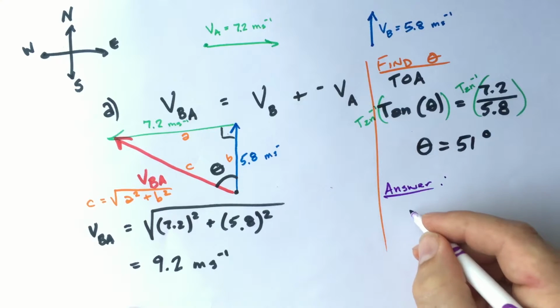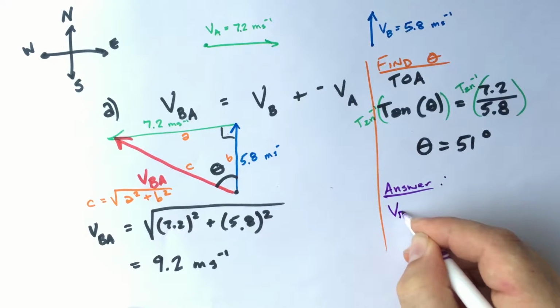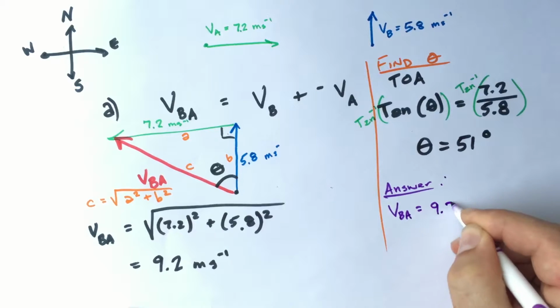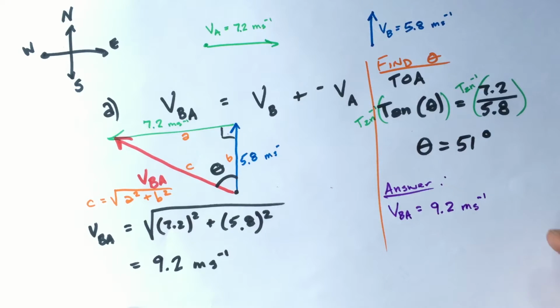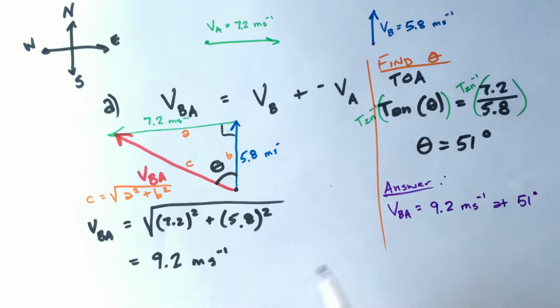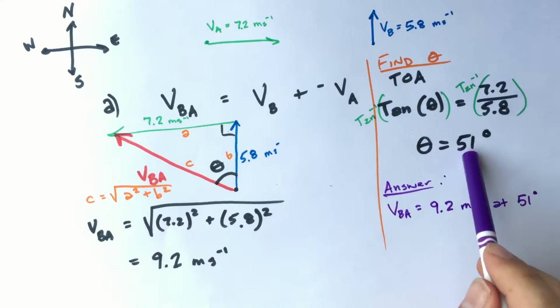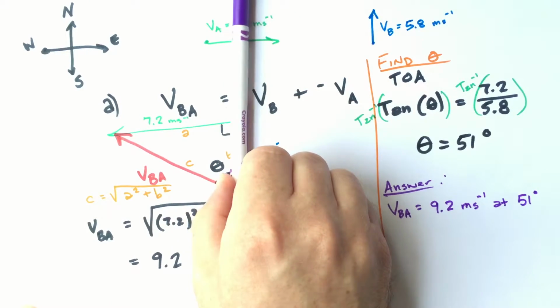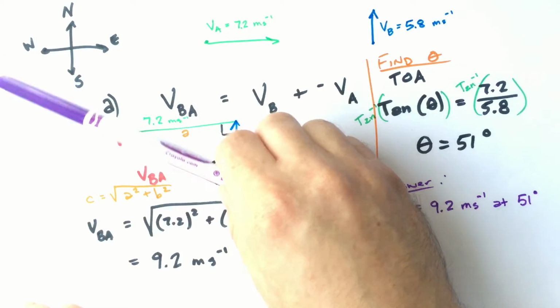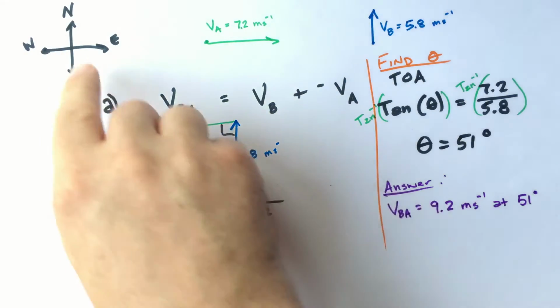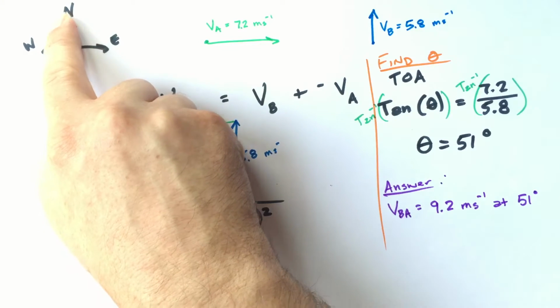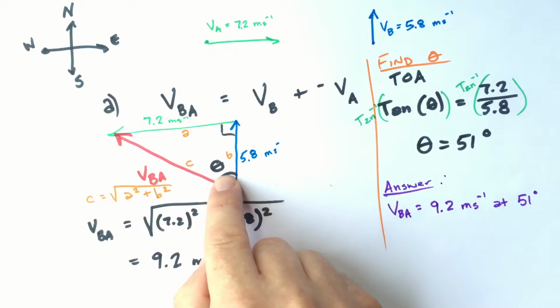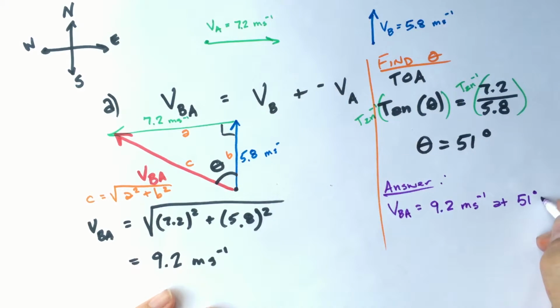For our answer, we can say that VBA is equal to 9.2 meters per second at 51 degrees. Now this angle, 51 degrees, is starting from north. We're going to head in the west direction, right? Starting from straight north, we're going to point towards the west, 51 degrees. So we would call that west of north.